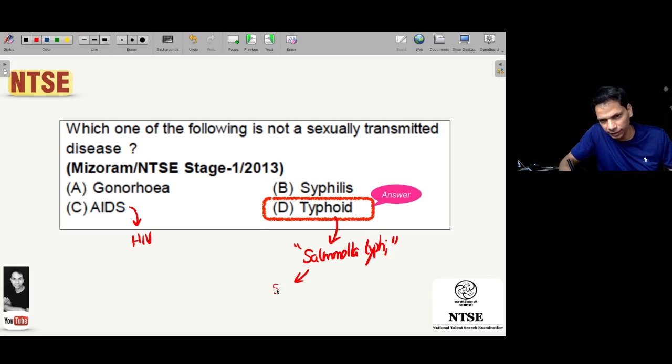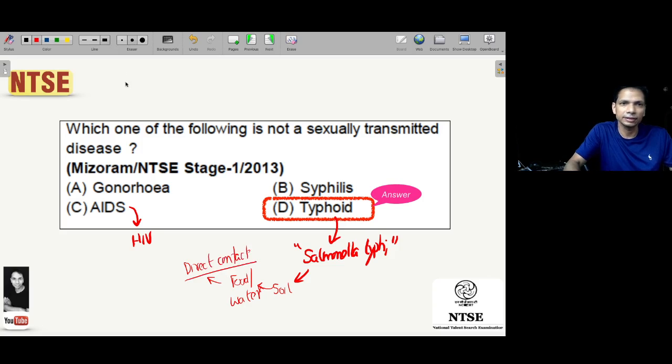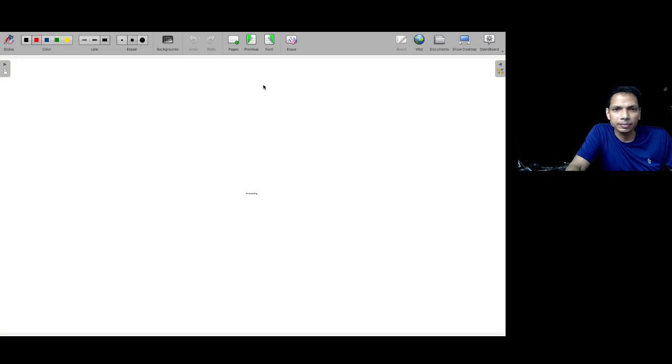You can find it in the soil, and it is spread through food, water, or by direct contact. So this is not an STD. In fact, this is transferred by direct contact, by food, by water. The rest are all sexually transmitted diseases. Next question.